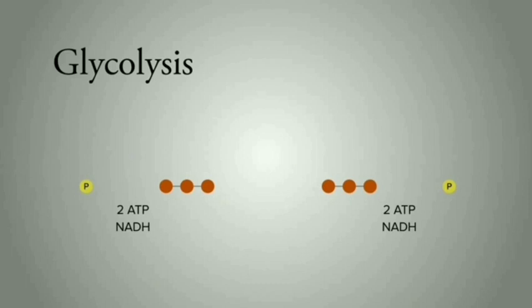In the same way that you can put money in the bank so that you can use it later, glycolysis stores energy in the form of electrons inside NADH. The two 3-carbon molecules at the end of glycolysis are known as pyruvate.